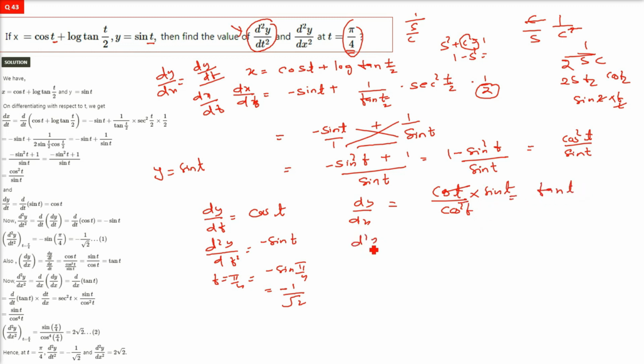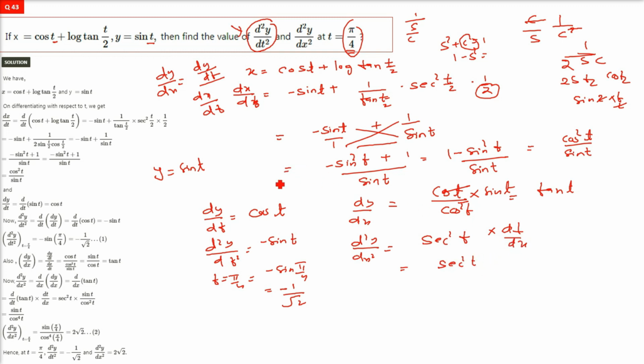So d2y by dx2 is equal to... see, when we differentiate it, we have to include the dt by dx also. When you do d2y by dx2, the differentiation of tan t will be sec square t. And since it is with respect to x, you have to introduce dt by dx also. So sec square t multiplied by dt by dx.